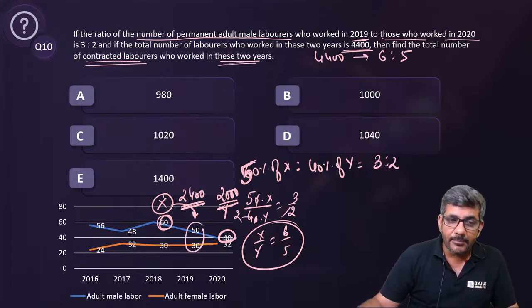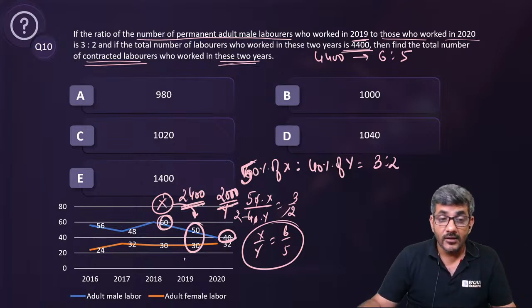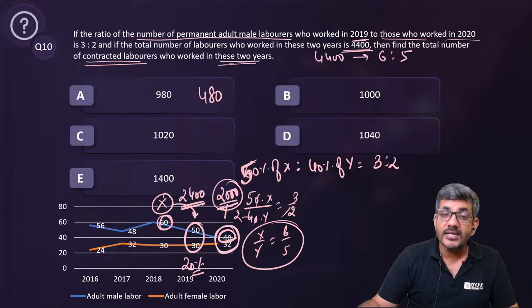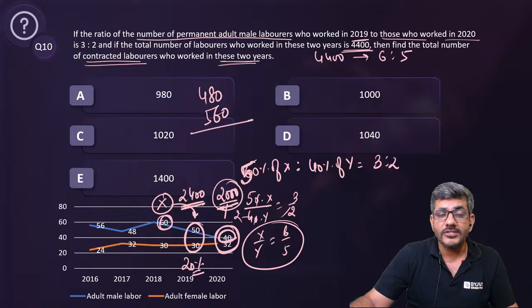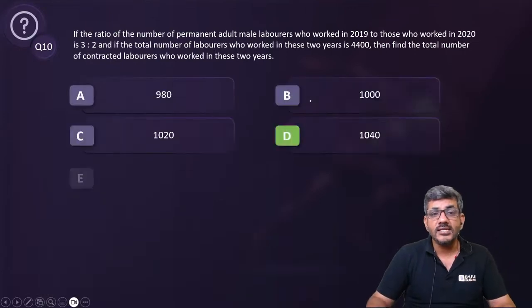2019 में 80% of the laborers are permanent. So 20% are contracted. 2,400 का 20% is 480. 2020 में 2000 का 72% are permanent. So 28%, that is 560, are contractual. Add करो 1040 आता है. That gives me the answer as option D. So yes, D is the right answer.